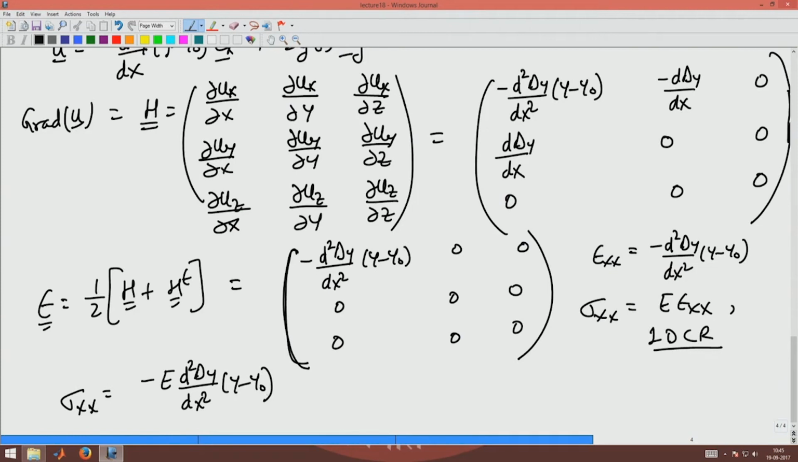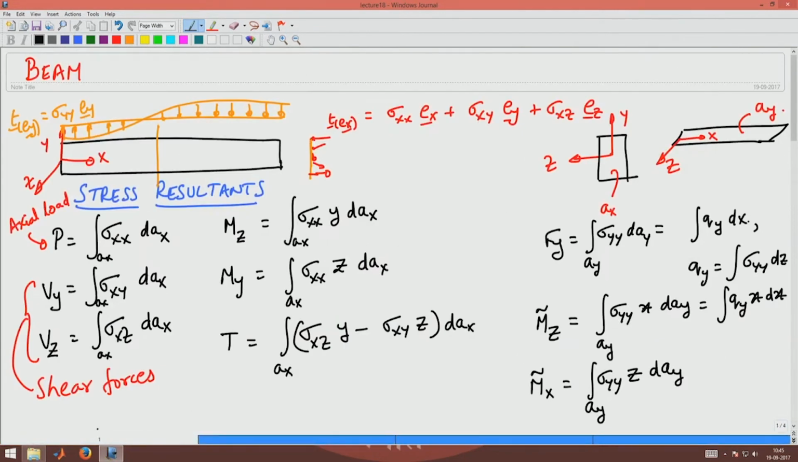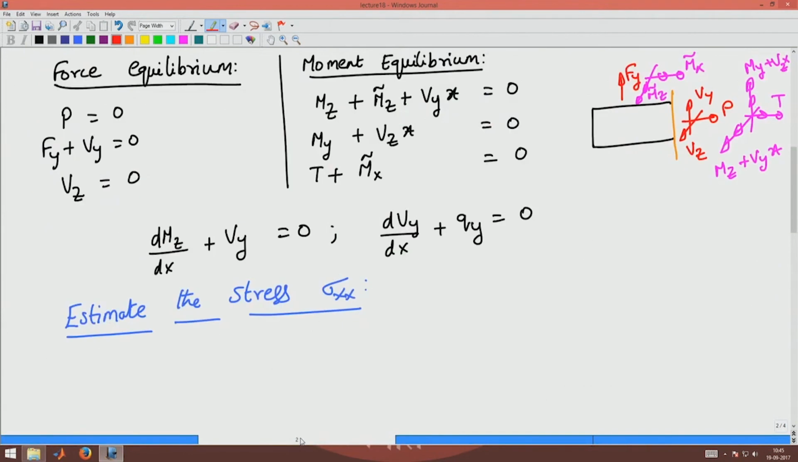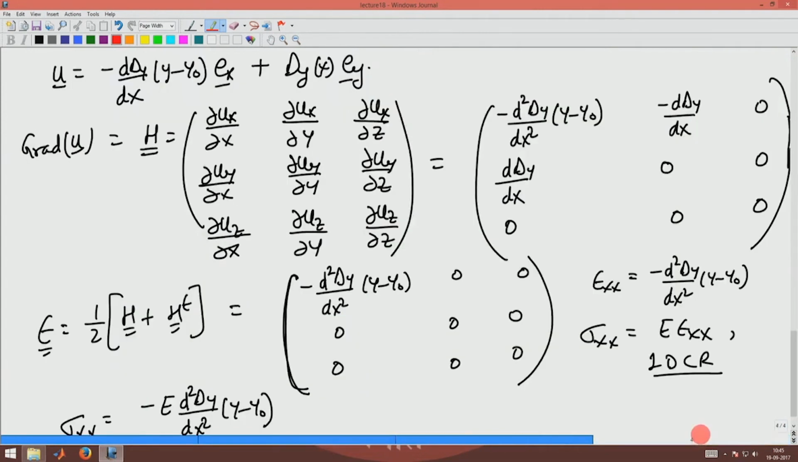Now what we will do is go back and plug this expression for sigma xx into the equilibrium equations that we had, and then use these equilibrium equations to find the variation of sigma xx. The unknown function here is d square delta y by dx square. So we want to estimate this, and we will see how to estimate this.